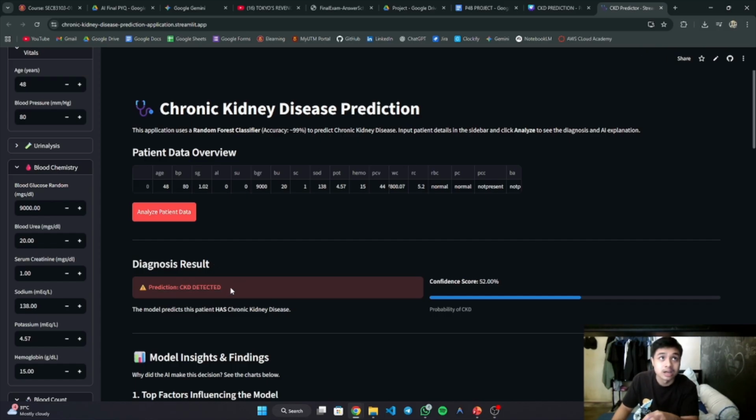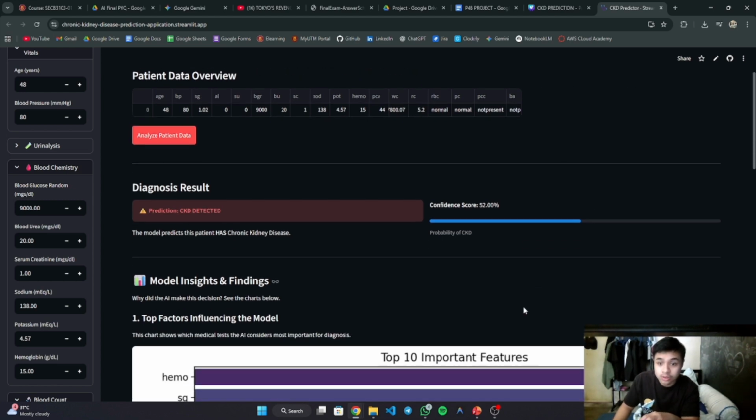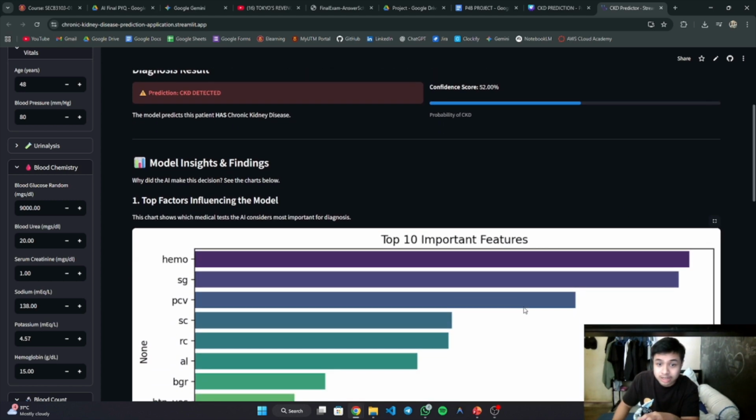the prediction changes. If the patient has CKD, the diagnosis result will be indicated in red. Also, below the result, we have our explainable AI section. This chart shows why the AI made the decision. In this case, low hemoglobin was the biggest factor, and these density plots compare the specific patient to the general population, showing exactly where they fall in the danger zone.